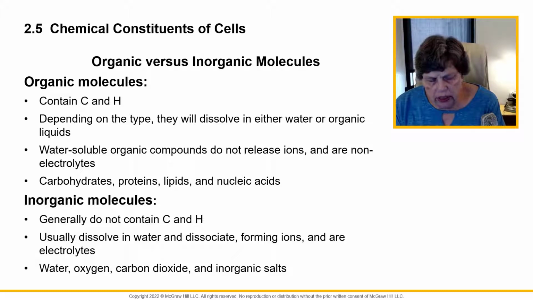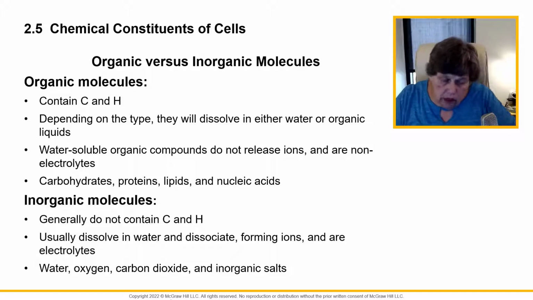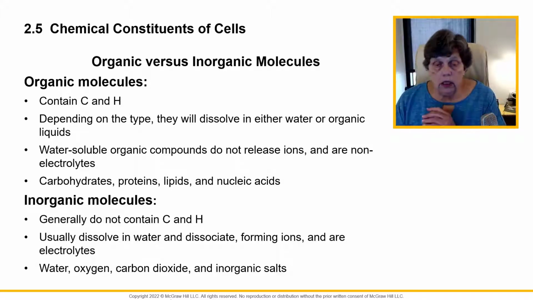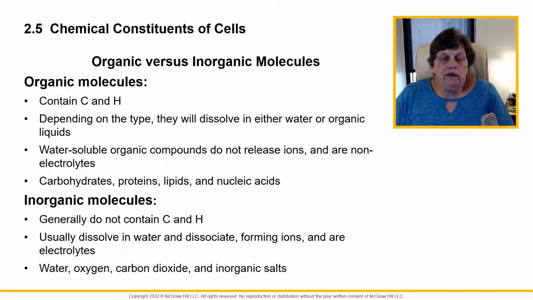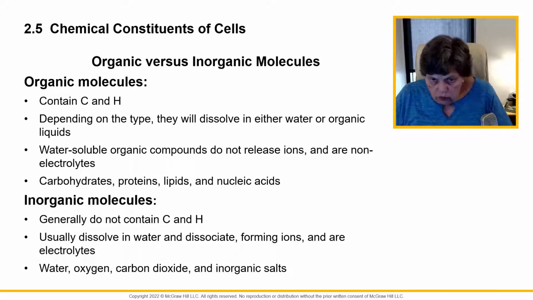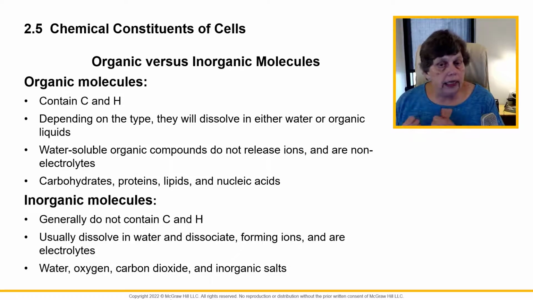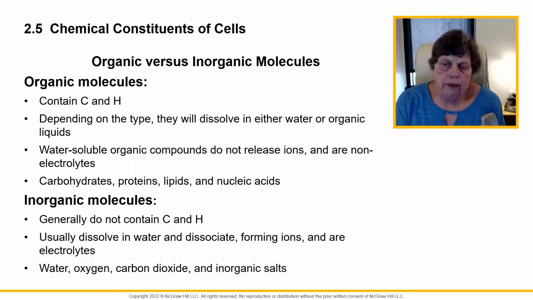In chemistry, the term organic does not mean it has been raised on some farm that doesn't have all kinds of chemicals. Organic to a chemist means that it has carbon and hydrogen. That's what we mean by an organic molecule. So when you study organic chemistry, you're studying those compounds that have carbon and hydrogen.